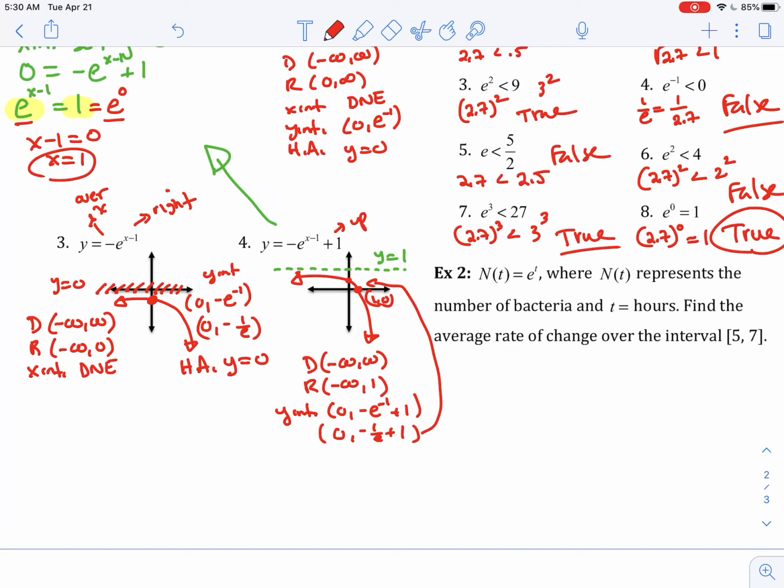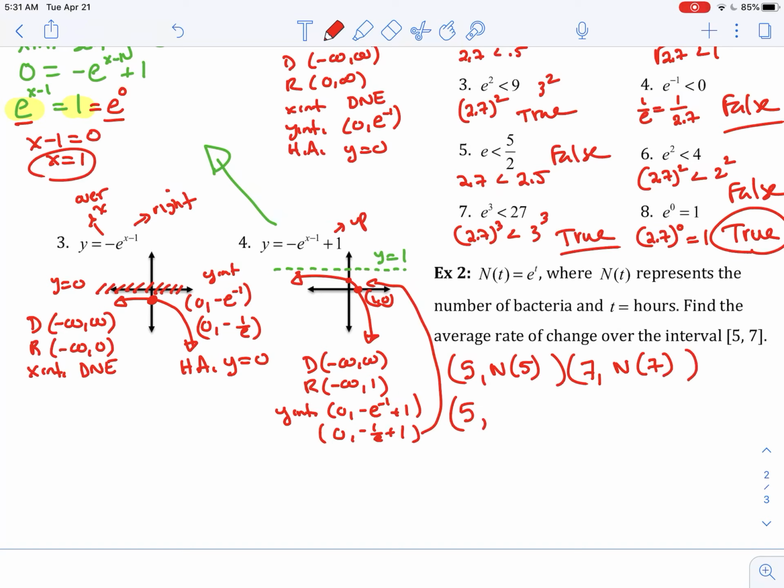And N of t represents the number of bacteria, and t is representing our hours. And we want to find our average rate of change. Remember, average rate of change is just a way of expressing slope in our function notation over the interval from 5 to 7. And recall, if you are just calculating a slope, that interval is always the x's of our 2 points that we are calculating that slope, that average rate of change. And we take those x's and we plug those x's into our equation to get those corresponding y values.